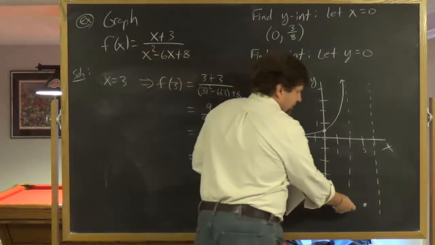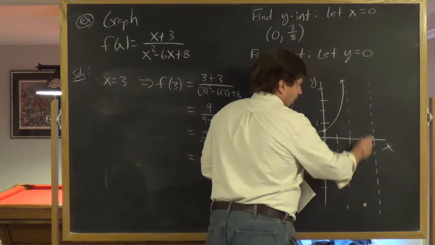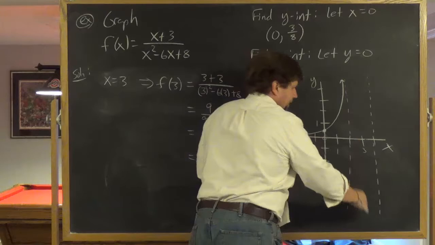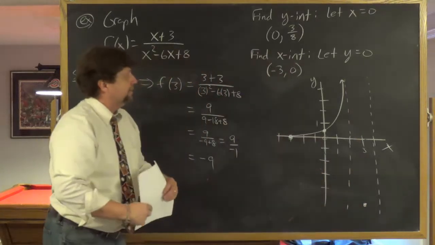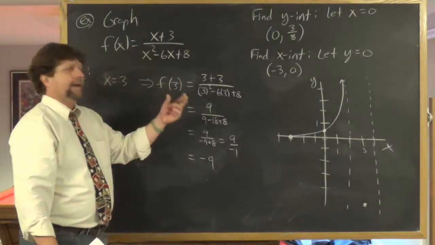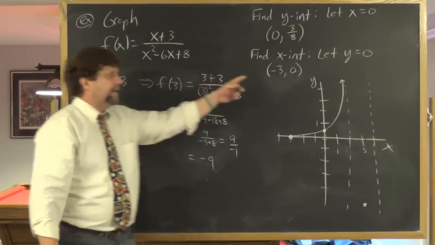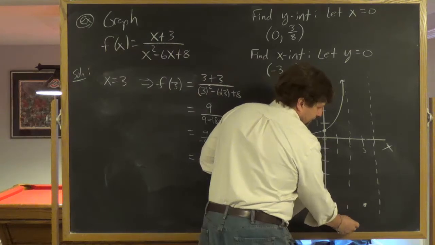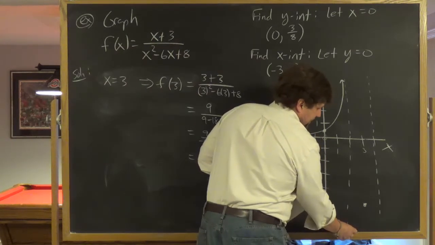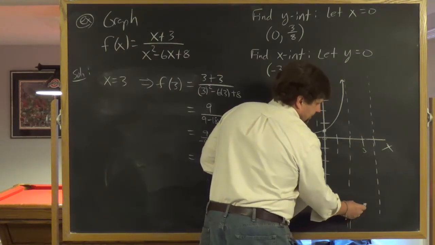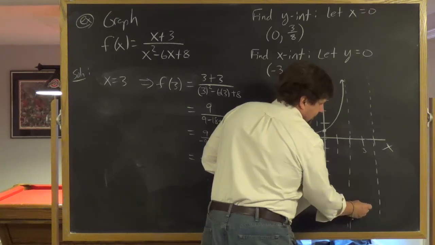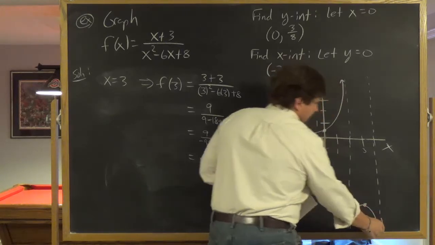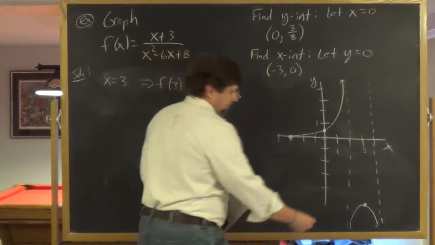But I know the graph can't come up here and cross the x-axis, or come through here and cross the x-axis, because I only found one x-intercept at -3. So I have a decent idea that the graph is going to be hugging the vertical asymptote. It's going to come up here, pass through that point, and then come back down, hugging that vertical asymptote.